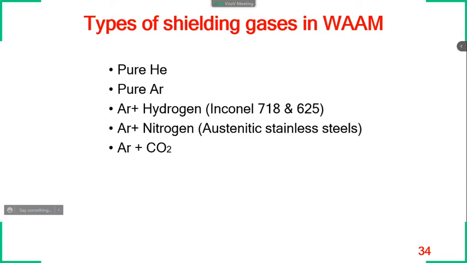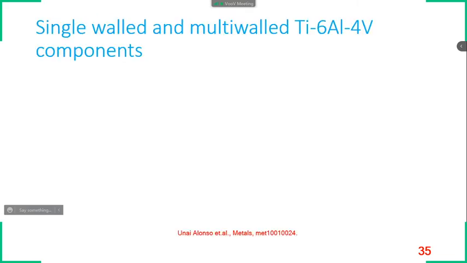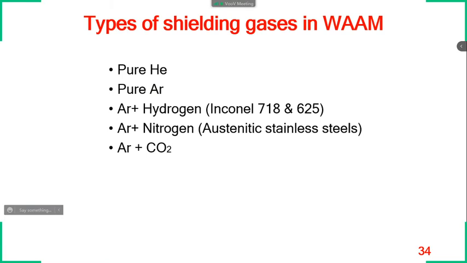So why particularly will hydrogen be used for Inconel 718 and Inconel 625? We know that in Inconel 718 and Inconel 625, detrimental Laves phase formation is one of the biggest problems, which I will show you in the upcoming slide. So in order to minimize the detrimental Laves phase, we generally go for hydrogen, an argon hydrogen mixture. Hydrogen has a greater ability to minimize the Laves phase.